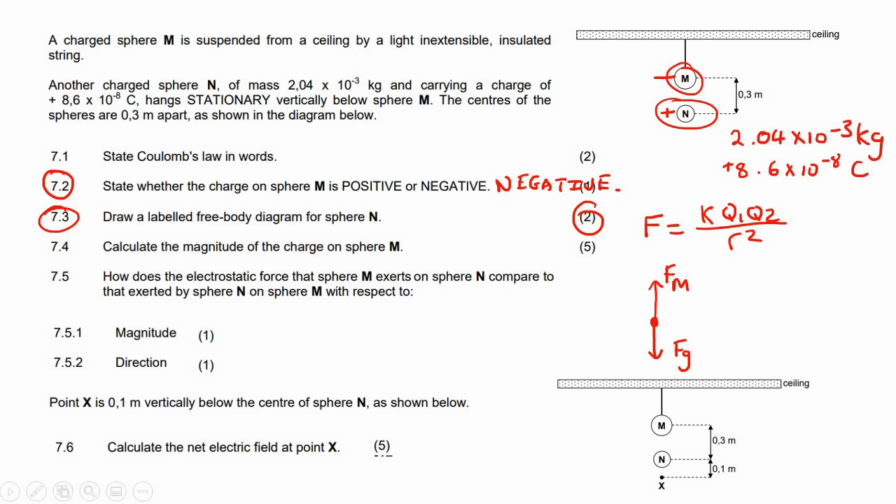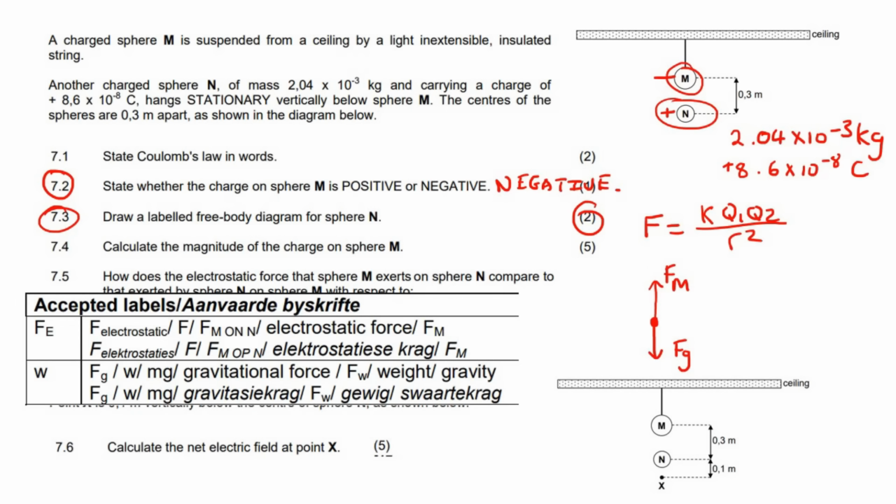Now, I'll quickly show you on the memo. There are so many different labels you could have used here. So here we go. They used FE, but instead of FE, you could have used F electrostatic, just F, FM on N. I just used FM. And then they used W, but you could use FG, W, MG, gravitational force. You see, there's a lot of options.